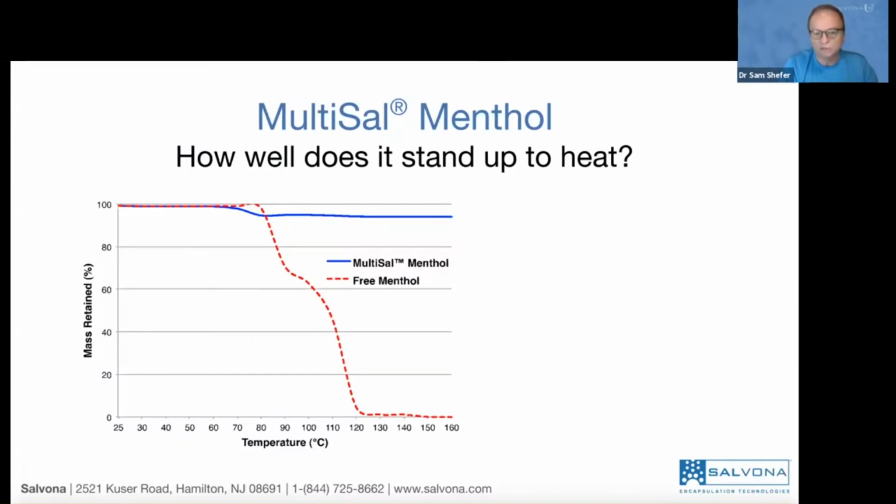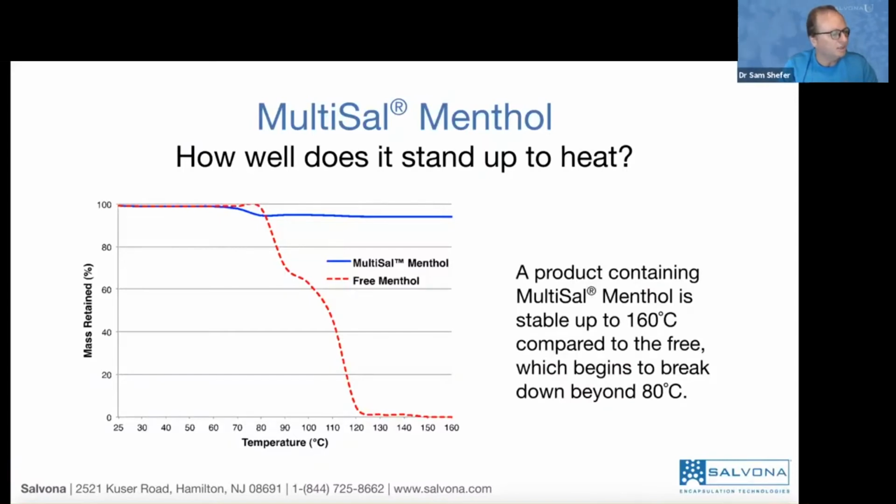I'll show you a couple of processes in a minute, but this is another feature to remember about MultiSal, and this is the heat stability. So you can see, and from other data that we generated, it's stable up to 160 C, which is a cooking temperature practically. So you can cook it. So what happens when you cook it? The functional ingredients will be retained. The only thing in this case that will release them is water. So if the environment is dry, they will not release.